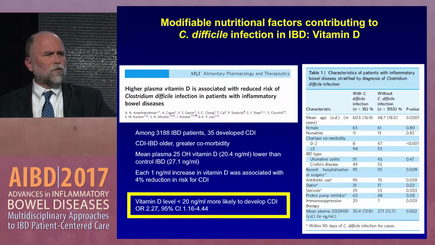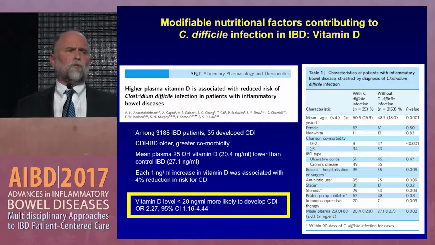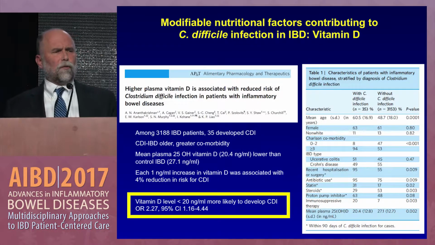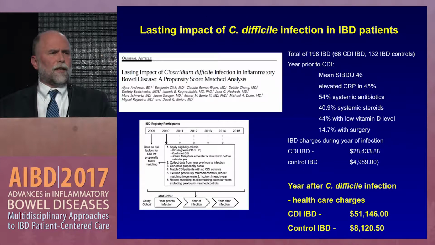Here's work from Ashwin and Krishnan that looked at modifiable nutritional factors that can contribute to the development of a C. difficile infection. It turns out that vitamin D, a very simple parameter that we can check routinely and supplement, has pretty profound importance in normal immune function and the ability to perhaps control chronic inflammation. When vitamin D levels were less than 20, there was an odds ratio over 2 in terms of increased risk of C. diff. So this is something that has not yet been prospectively targeted, but it's ripe for investigation.